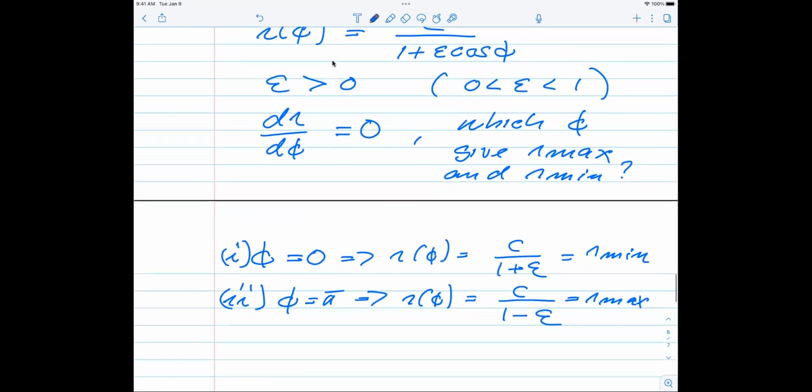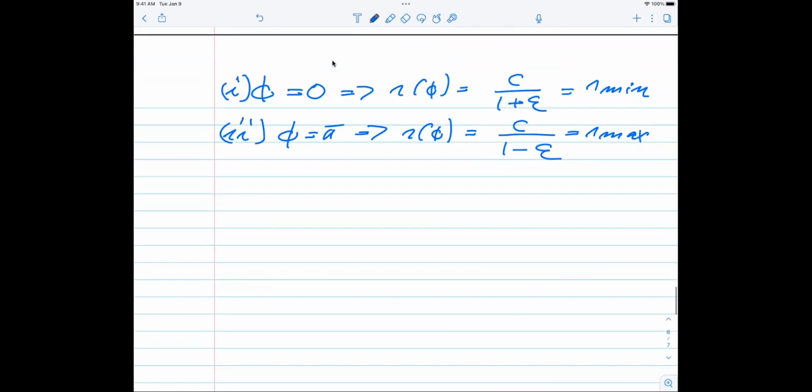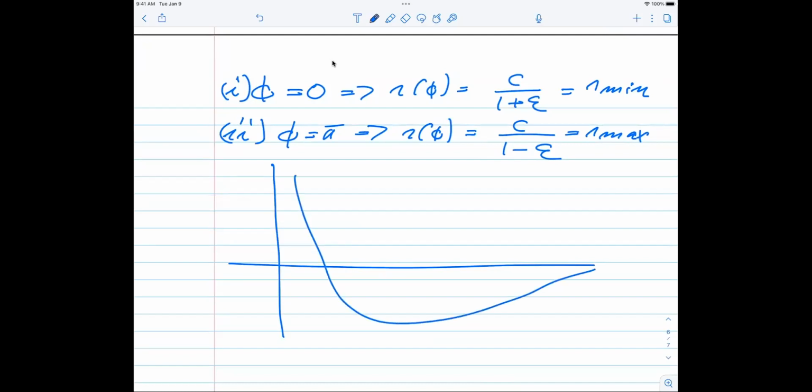So if we then want to plot things back into the graph of the energy, we are now going to get something like this. So we have this min here, r min, and let's put a prime here. So this is going to be the r max.